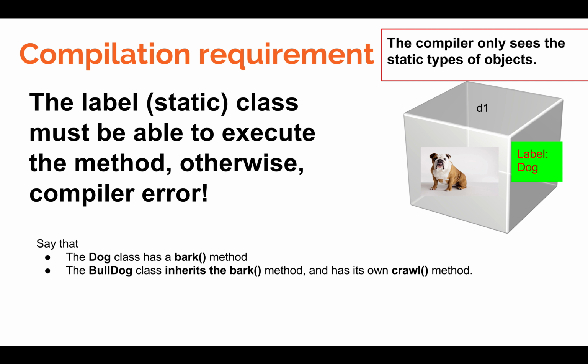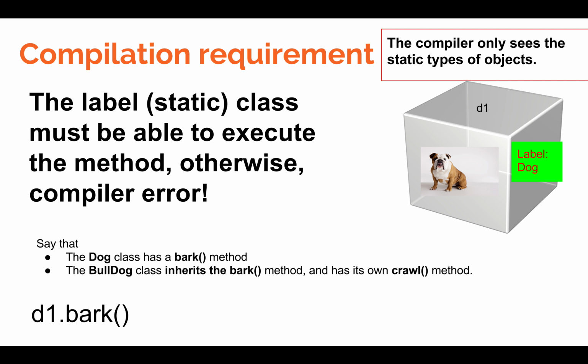Cool. So I'm making some, can everyone read this in the back? I'll read it out. Say that the dog class has a bark method, and say that the bulldog inherits the bark method, so it also has the bark method, and it has its own crawl method. So let's just say bulldogs can crawl. I couldn't find any other thing that bulldog can do. So I saw a YouTube video, someone's crawling. I was like, okay, cool, you can crawl. So let's say bulldogs can bark and they can crawl, but dogs can only bark.